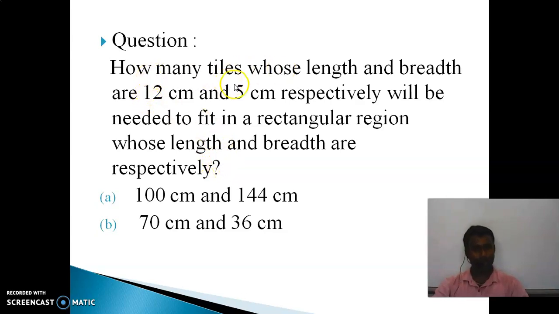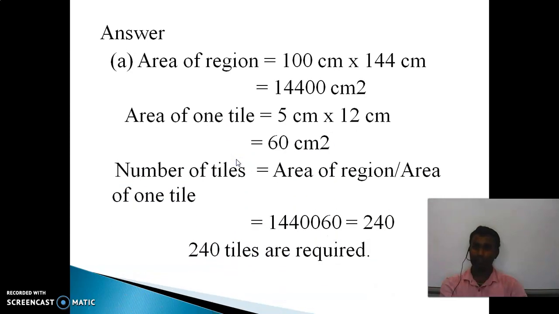How many tiles whose length and breadth are 12 cm and 5 cm respectively will be needed to fit in a rectangular region, whose length and breadth are respectively, in the first case, 100 cm and 144 cm, and in the second case, 70 cm and 36 cm. Okay, let us look at the first problem. You'll see the answer for the first problem.